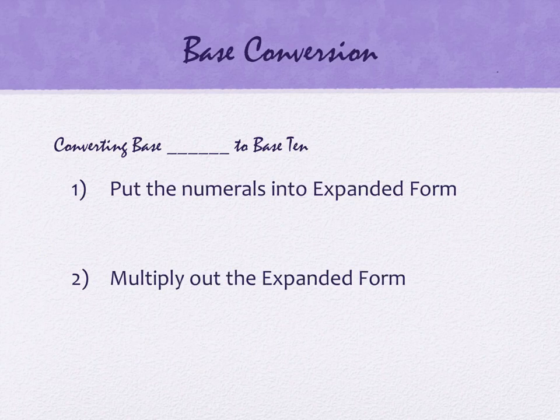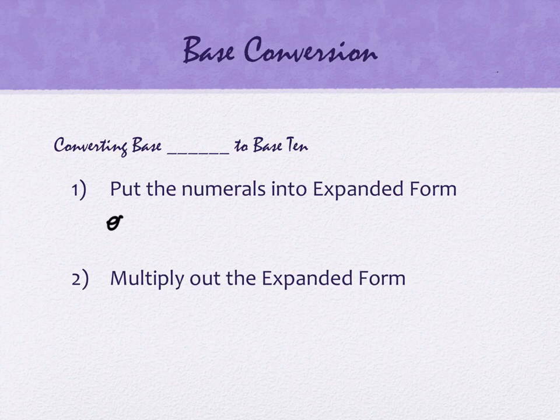So if we are converting, we're going to be converting in and out of our number systems. So this is converting some number system, whatever, into base 10. We're going to put the numerals in expanded form, and then we're going to multiply out the expanded form. So let me give you an example of what that means.